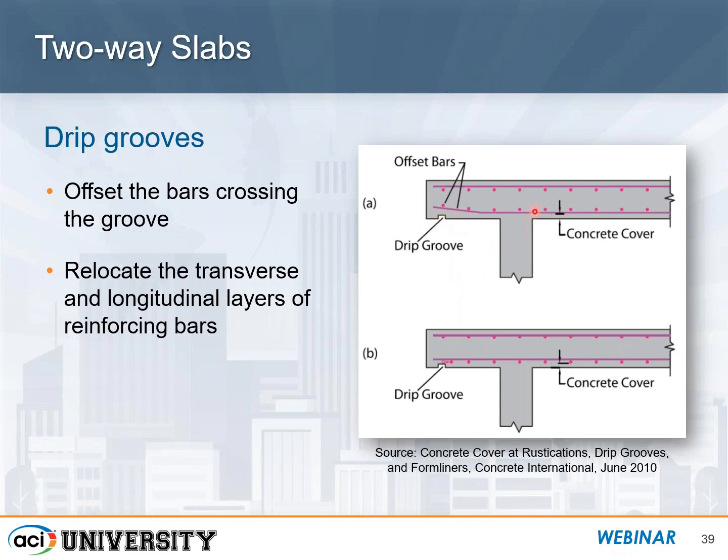Now, this top detail part A shows an offset bar kind of bent up, and that's probably not the best thing to do in this case. The people in the field like to use just the straight bars for a number of different reasons. So if that drip groove occurs and we have the bars that are running close to that, which will cause us some concrete cover issues, it's best to just shift those bars to either side of the drip groove, so that they can acquire their concrete cover.